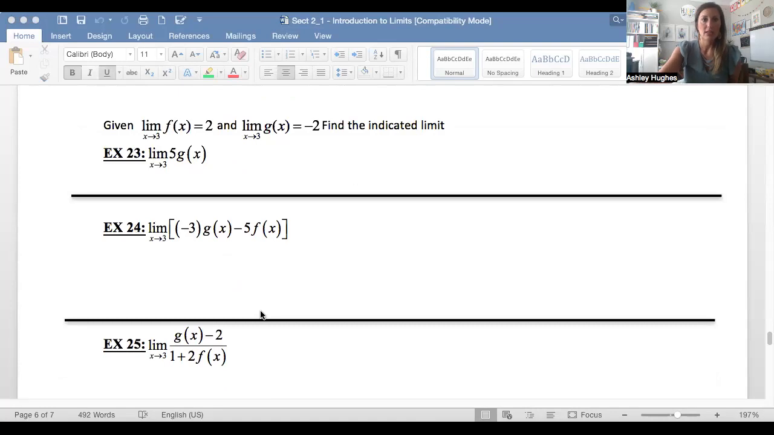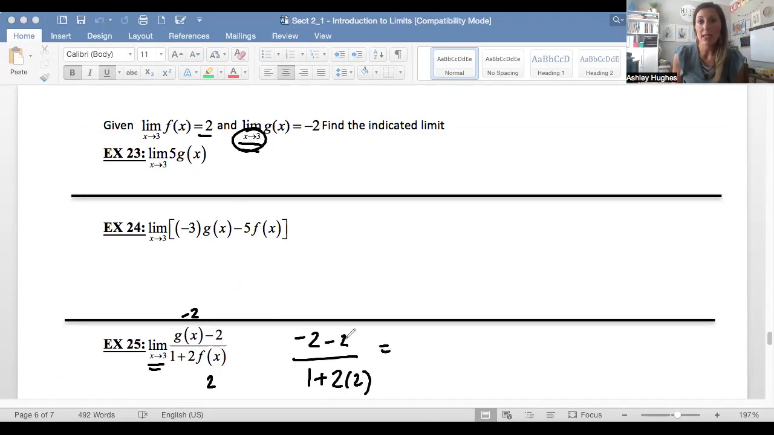So if I substitute in g of x is negative 2, one thing to watch out for is that it's only as x approaches 3 that this is negative 2. So make sure we are approaching 3, because every now and then there'll be a trick question where you're approaching something different, and so you have to read carefully. When x is approaching 3, g of x is approaching negative 2. So you're just plugging in a negative 2 right here, and f of x is approaching 2. So I have negative 2 minus 2 over 1 plus 2 times 2. Negative minus a negative, you're actually adding, that's negative 4 over 1 plus 4. So negative 4 over 5.